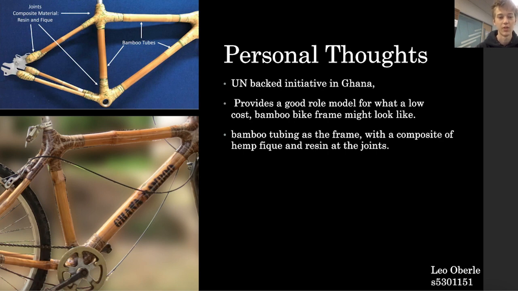It's a good role model for what low-cost bamboo framed bikes might look like. These examples feature bamboo tubing as the frame with a composite of hemp, teak, and resin at the joints. The only processing required was being cut to size, dried out, and treated against fungi and water.